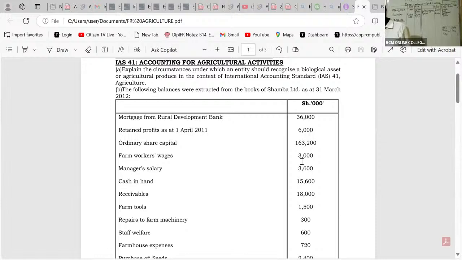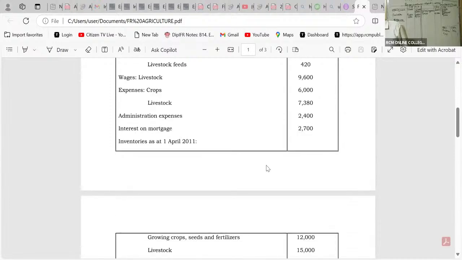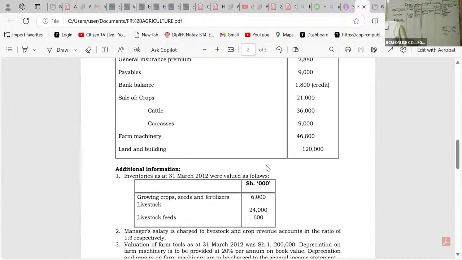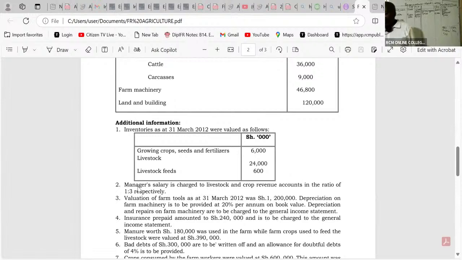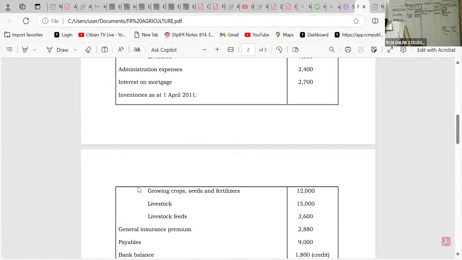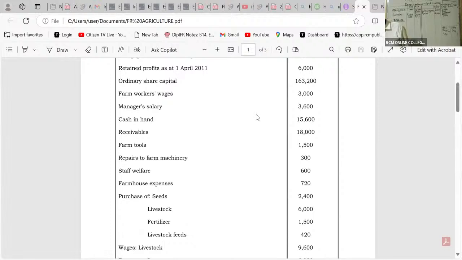No. Manager's salary, we are given manager's salary, ladies and gentlemen, which is 3,600. However, for manager's salary, they have given us the apportionment criteria. Right there, look at note number 2. Manager's salary is charged to livestock and the crop revenue accounts in the ratio of 1:3. So this 3,600 is to be apportioned to the two in the ratio of 1:3. Basically they are transforming these to become specific expenses.